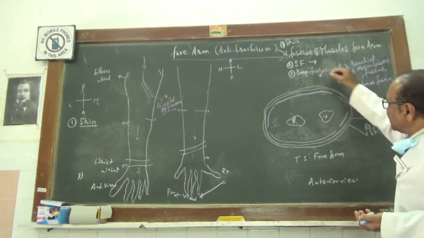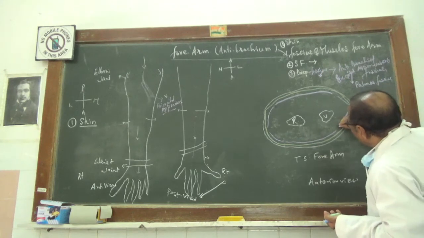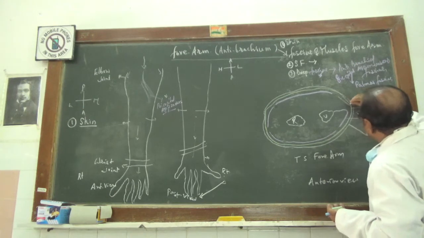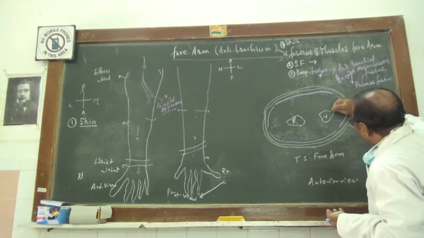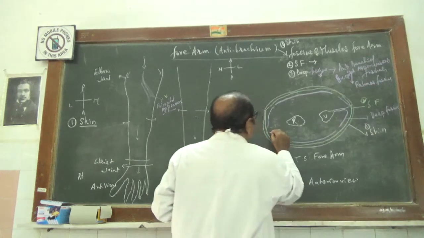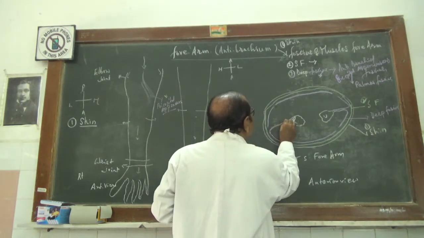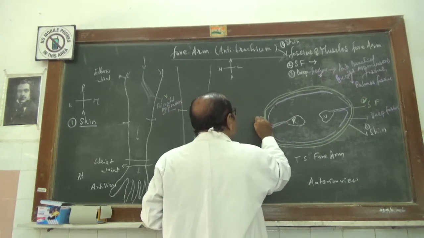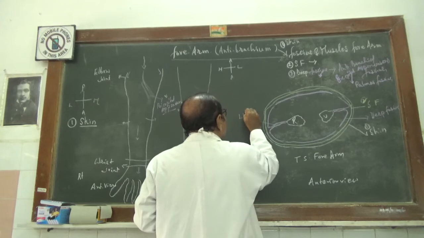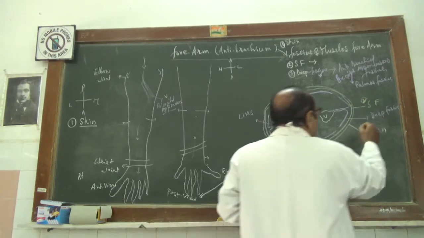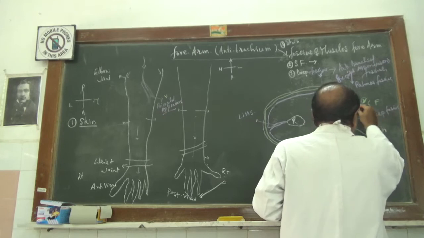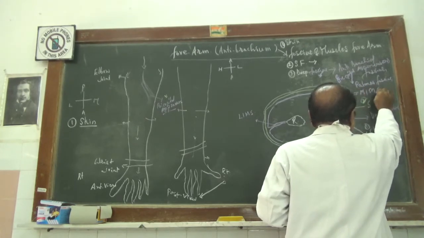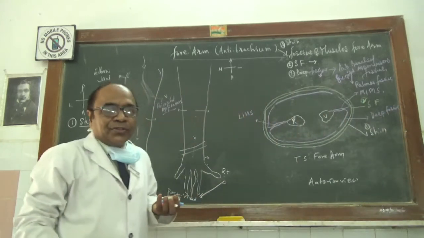As it runs in between the muscles, it will form the intermuscular septa. That is the lateral intermuscular septum and the medial intermuscular septum. So this is the lateral intermuscular septum, and this is the medial intermuscular septum.